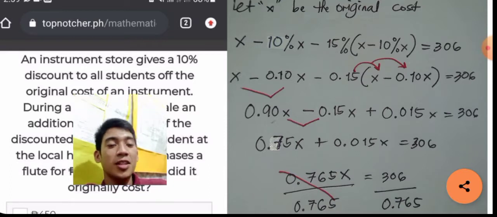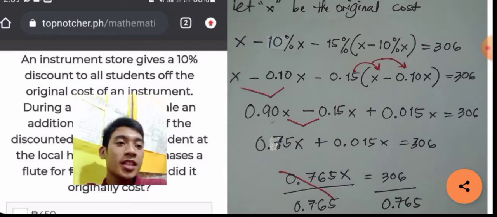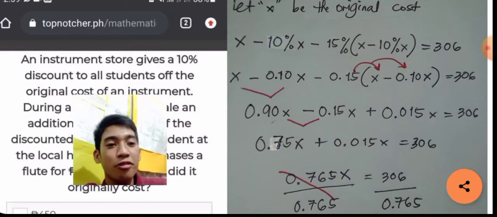First, simplify, subtract 0.15 with 0.90x minus 0.15x will give us 0.75x plus 0.015x will give us 0.765x.